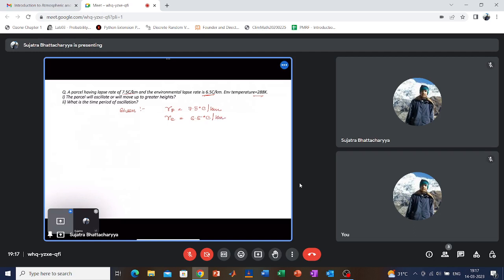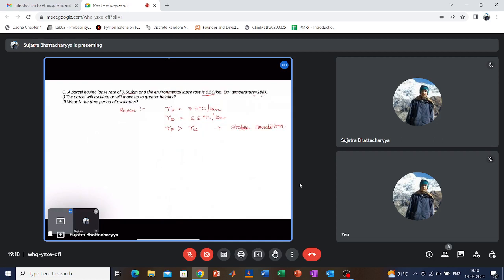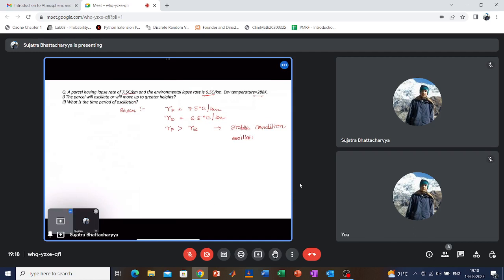This means at a particular level, parcel's temperature is lower than that of the environment. If this is the condition, then what will happen? This situation represents that gamma P is greater than gamma E. That means a stable condition. Right? We have already discussed in the previous session, also in this session. Stable condition. It will oscillate, therefore, which we have seen in this case. Oscillations can be seen because it is a stable atmosphere.